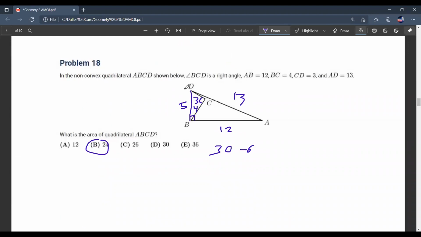As you do more problems, you form some sort of intuition that, oh, I see a figure that looks like this, connect DB.